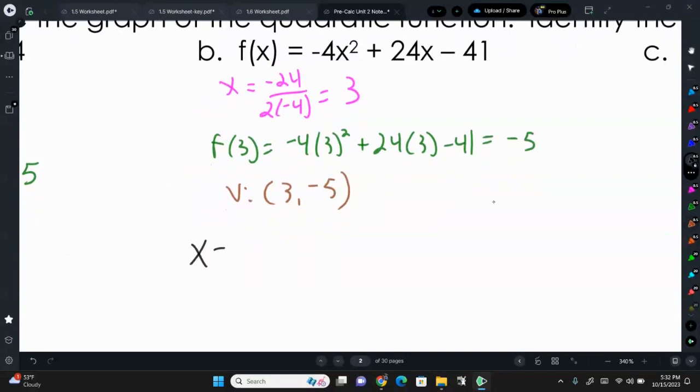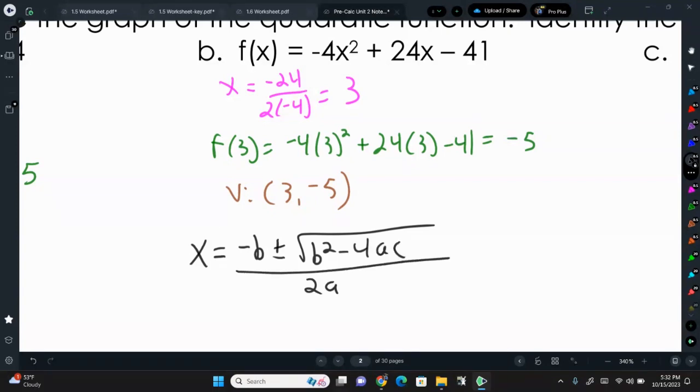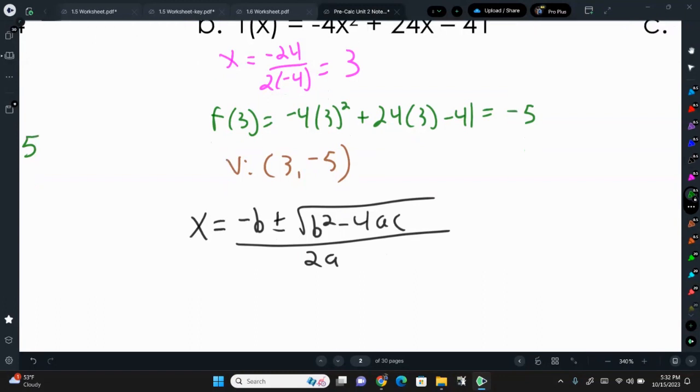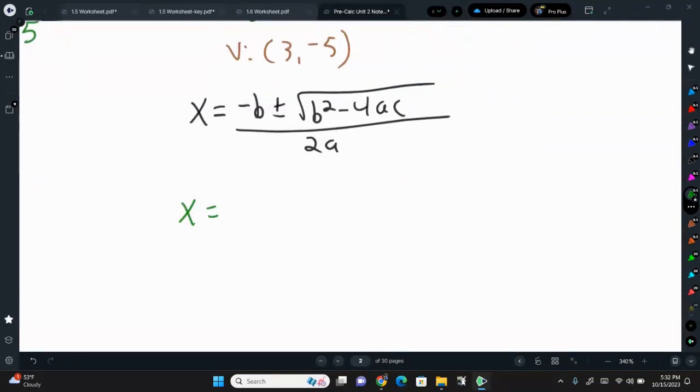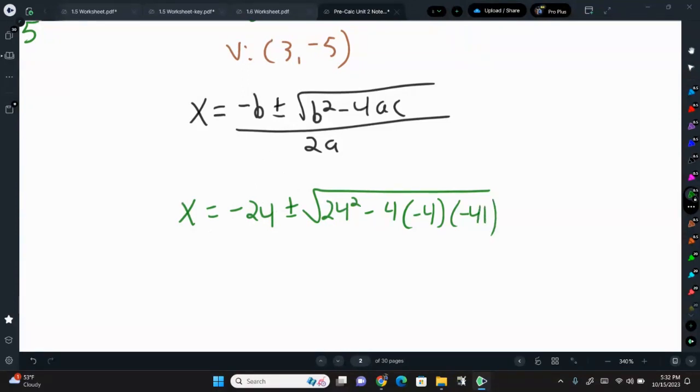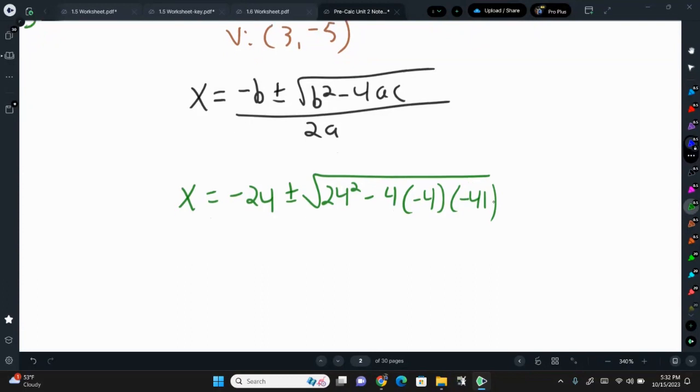Quadratic formula, x equals negative b plus or minus the square root of b squared minus 4ac, divided by 2a. So x equals negative 24 plus or minus the square root of 24 squared minus 4 times a, which is negative 4, times c, which is negative 41. So then we're going to type in all over 2 times negative 4.